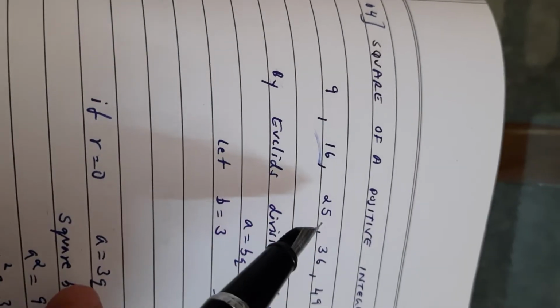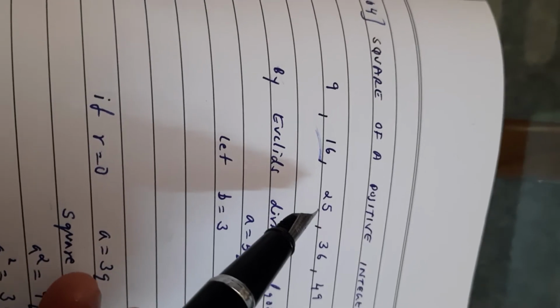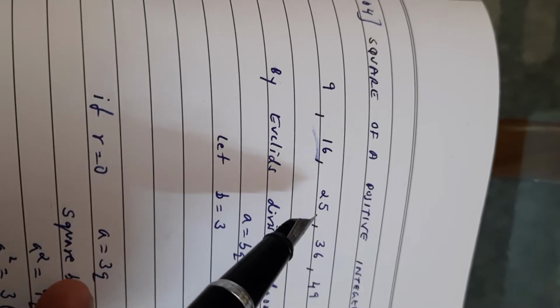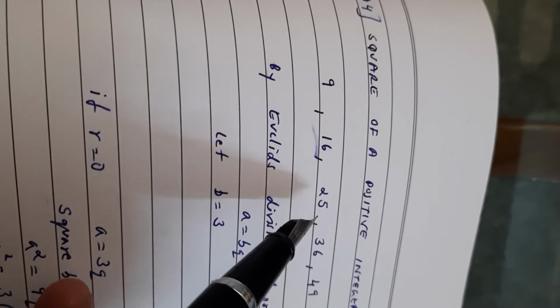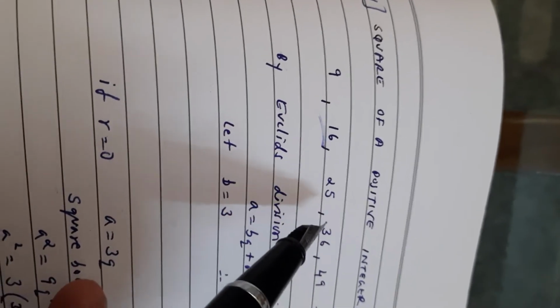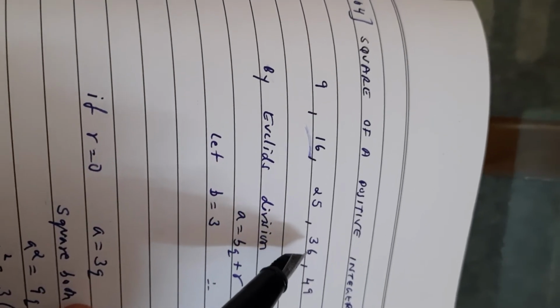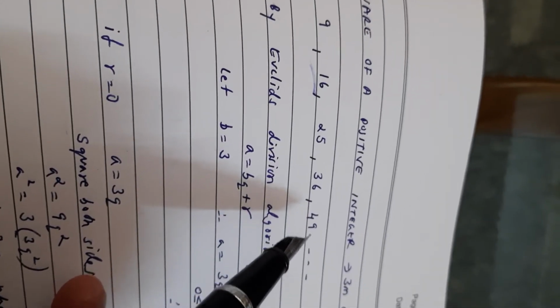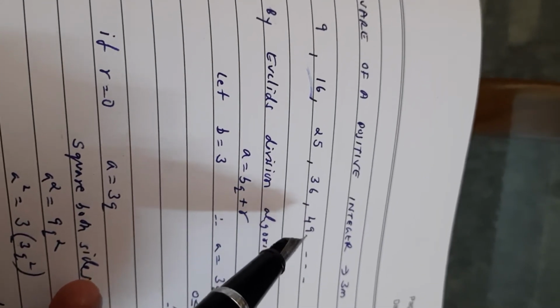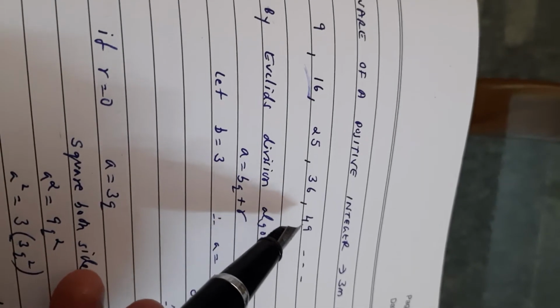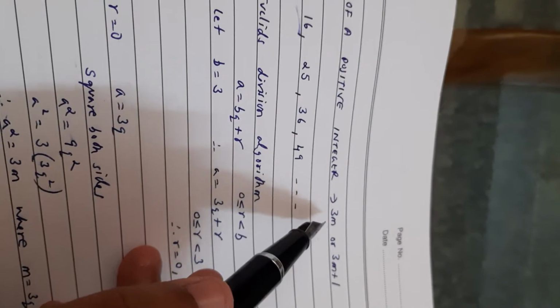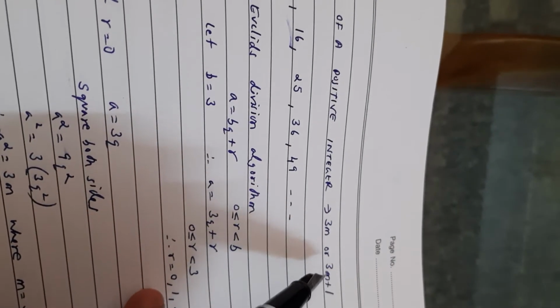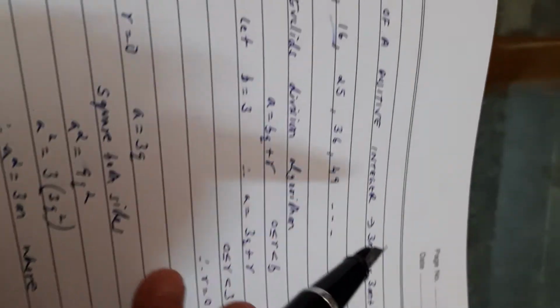What about 25? Is it a multiple of 3? No. But it is again in the form of 3m plus 1. That is 3 eights are 24, 24 plus 1 is 25. 36 is a multiple of 3, 3 twelves are 36. 49 is not a multiple of 3, but it is 3m plus 1, that is 3 into 16 is 48, 48 plus 1 is 49. So this is what we have to prove, that it is either a multiple of 3, or a multiple of 3 plus 1.